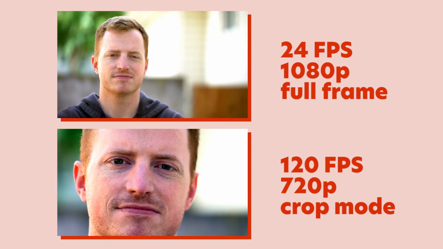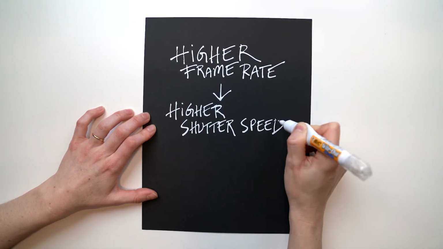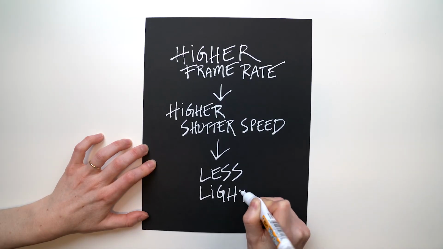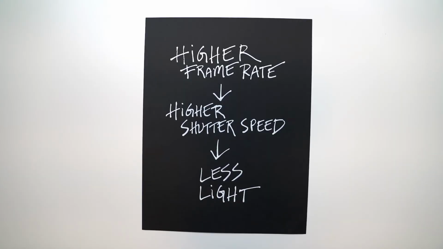And speaking of light, higher frame rates also mean that you have to use a higher shutter speed, because remember, your shutter speed can never be lower than your frame rate. And when you use a high shutter speed, that lets less light in. And that could be a problem if you're shooting in a low light environment.